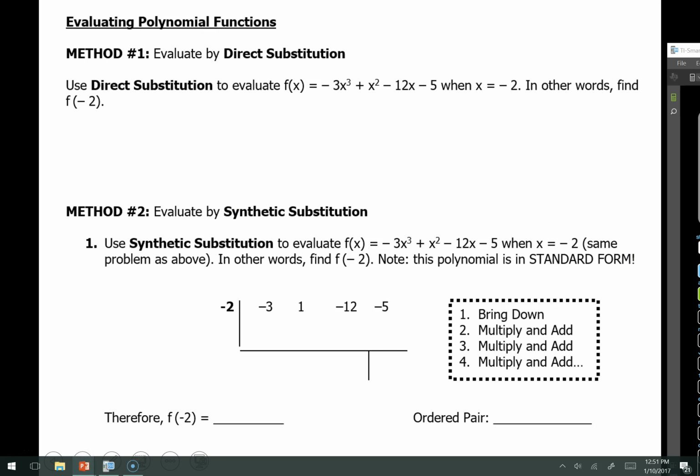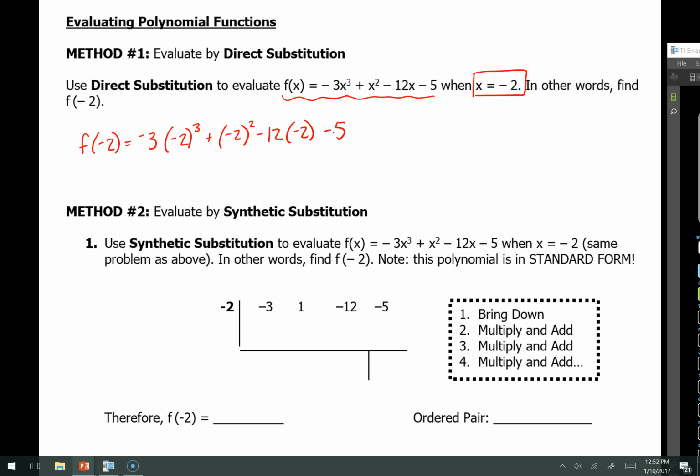If you look at evaluating a polynomial, that means we have an x value that we're going to input into the function and see what the y value is equal to. So the first method that you should already be familiar with is direct substitution. So if I have this polynomial, f of x, and I want to evaluate it when x is equal to -2, we're finding f of -2. So we're evaluating the function using that -2 value. So we're going to take that -2 and plug it into the function. So that's -3 times -2 cubed plus -2 squared minus 12 times -2 minus 5.